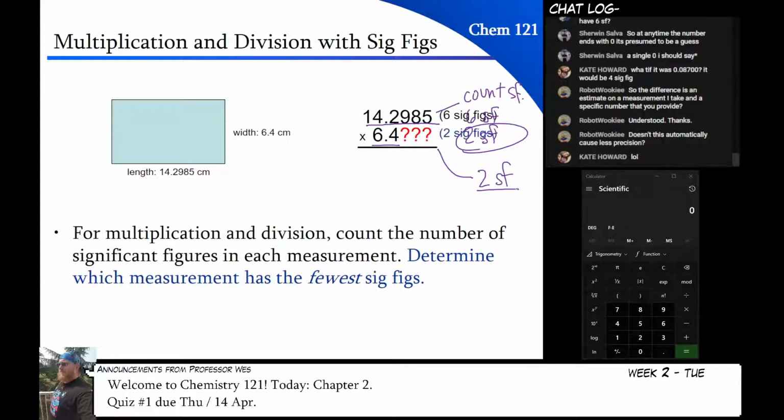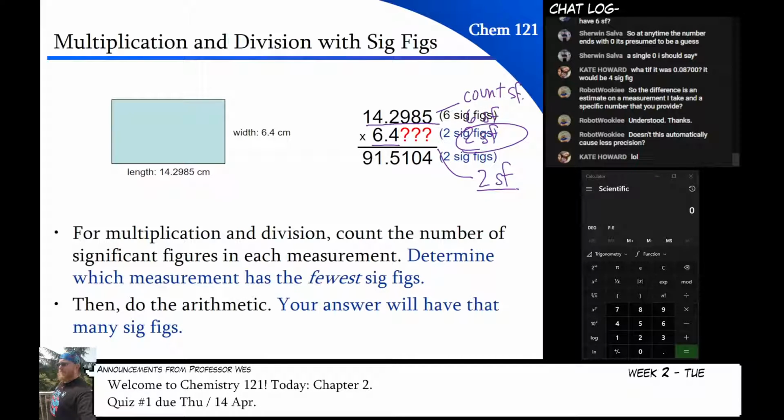So I'm going to punch this in the calculator, and I get this. I'm going to round it to 2 sig figs. I'm going to pick these two. So I'm going to round to the ones place, and this is the answer.